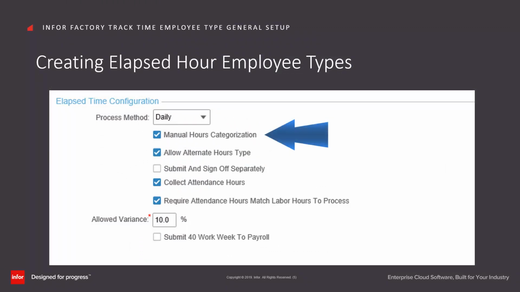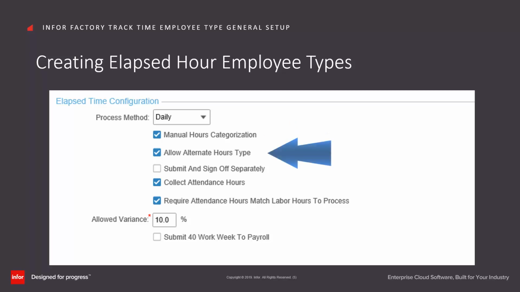Manual hours configuration is used primarily with daily elapsed time processing. When the parameter is set to no, the application will apply the overtime method specified on the employee's shift to the hours entered in the timesheets. When it's set to yes, the operator manually enters the labour type when entering hours. The standard manual hours types used are R, O, and D for regular, overtime, and double time.